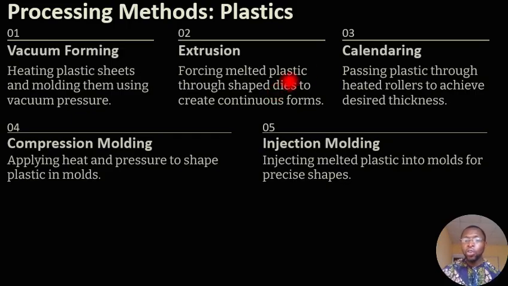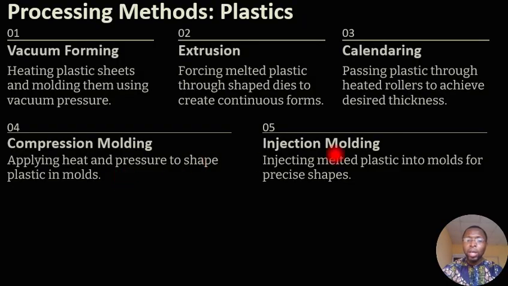And after this stage, you go into calendering. Calendering simply means passing this plastic through heated rollers. These rollers give the plastic a desired thickness. And after this stage, you make the plastic go through compression molding. This is also applying heat and pressure, this time to shape the plastic in molds. When you talk about molds, you talk about the shape that you want.